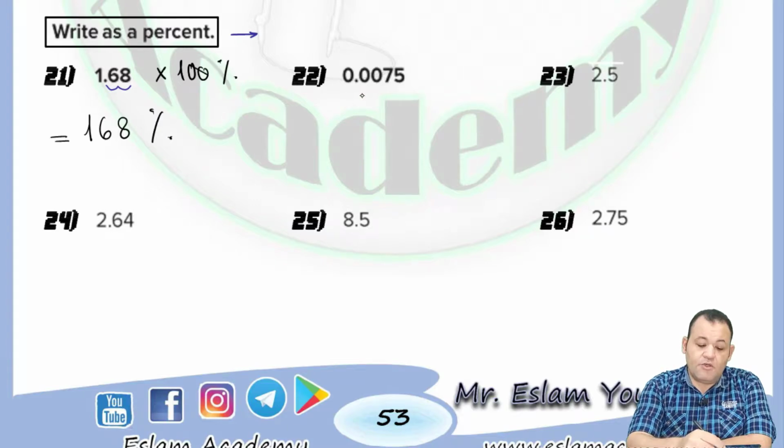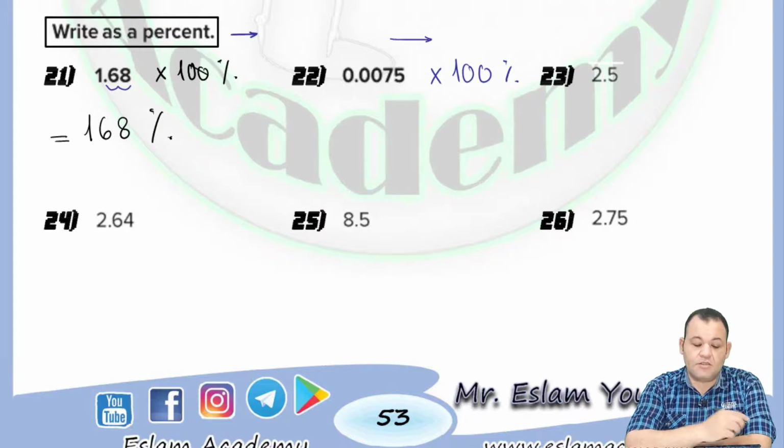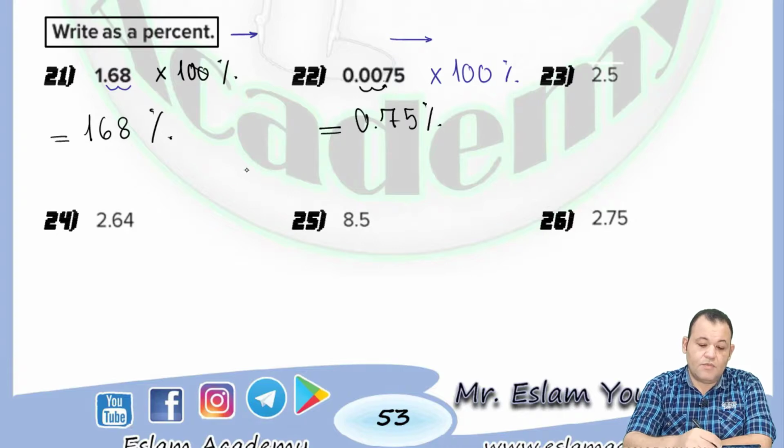Now for question number 22. If you need to write 0.0075 as a percent, we just multiply it by 100%. Once you multiply it by 100%, it means moving the decimal point 2 places to the right. So we have here, by moving the decimal point between 0 and 7. So the answer now will be equals 0.75%.